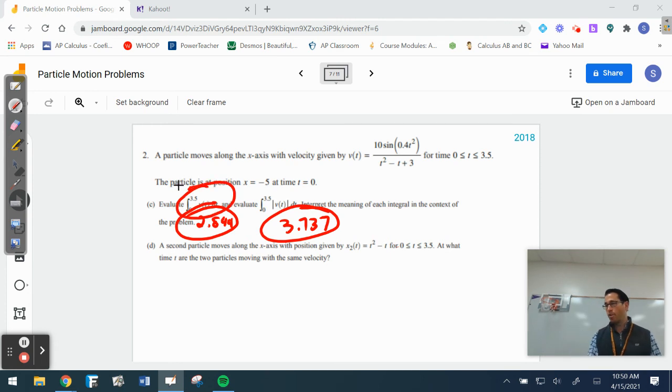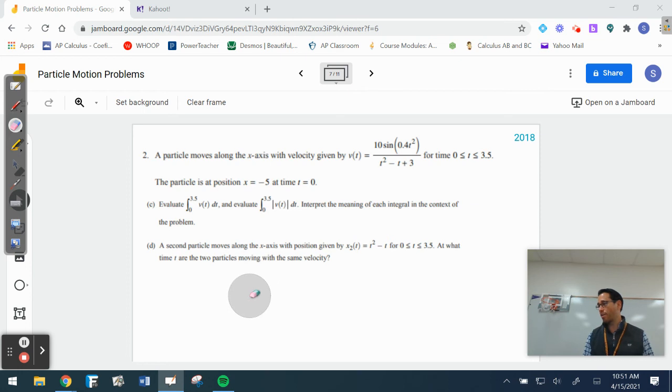This right here, you should say, is the displacement of the particle over the time period from 0 to 3.5 seconds. This is the total distance of the particle over the time interval from 0 to 3.5 seconds. That was worth, oh my gosh, 3 points. Let's go. Give me them toes.